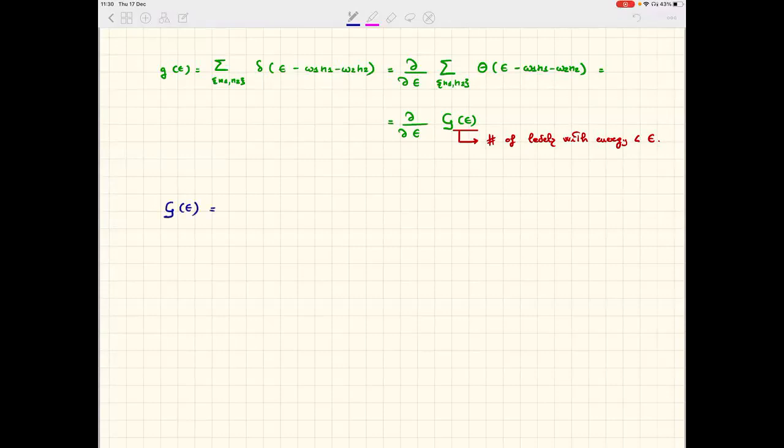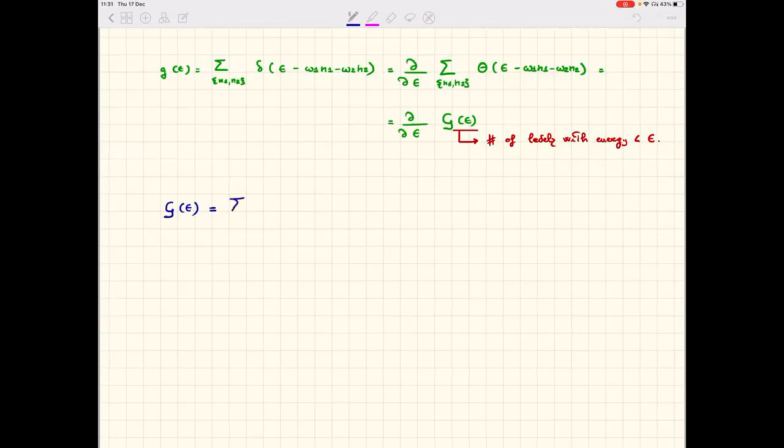Sorry, what have you written in a red pen? Number of levels with energy smaller than epsilon. Okay. So I should have given you a lecture about deciphering my calligraphy. It could have been much easier for all of us. Anyway, so G of epsilon is written up here.